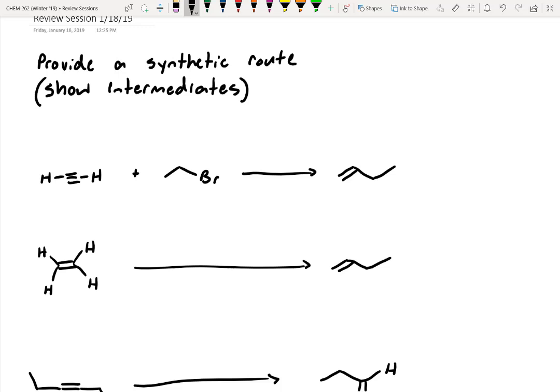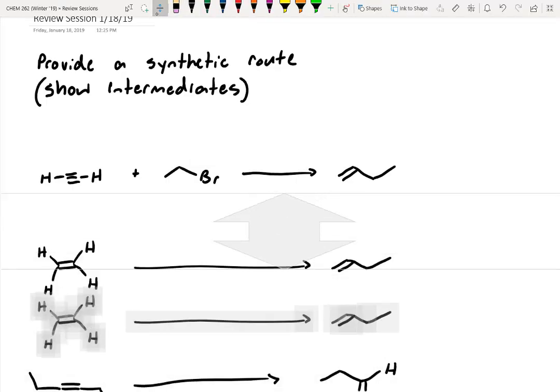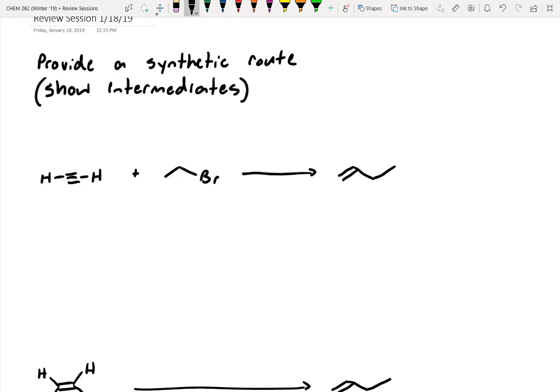All right, so these are the synthesis problems from the handout that I gave you. We'll just start with the first one. They get progressively a little bit harder as we go through. But the first thing I always do when I look at a synthesis problem is I determine whether or not the molecule I'm making has more carbons or fewer carbons than what I'm starting with.